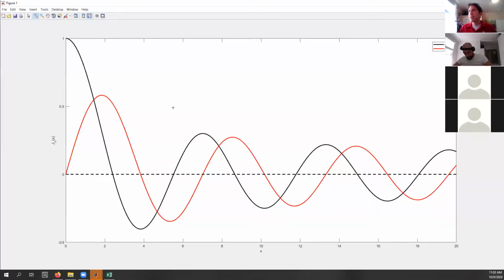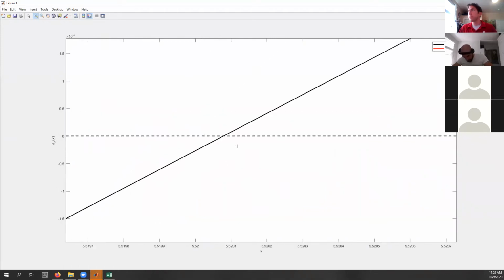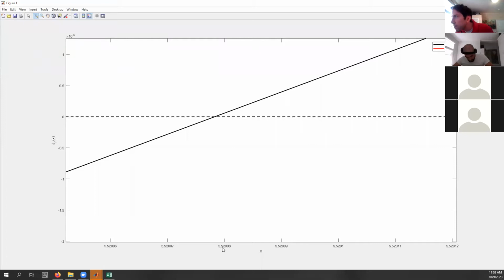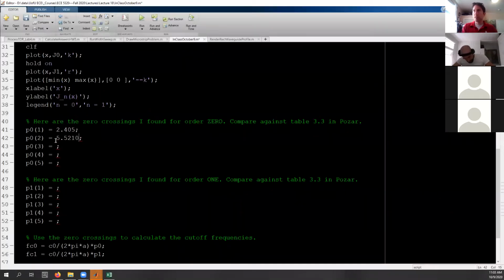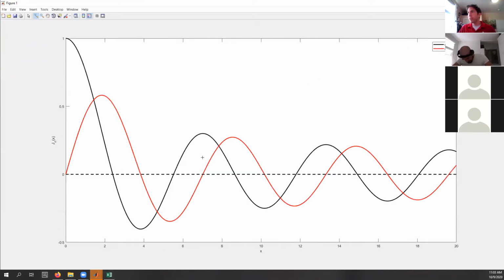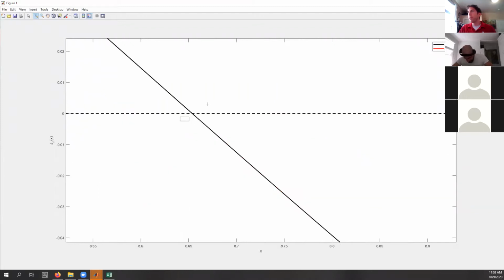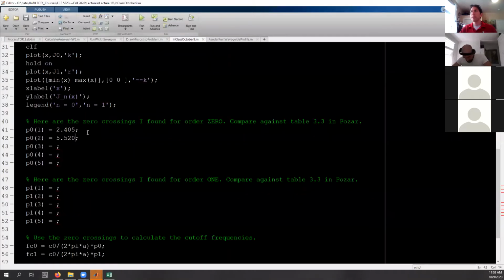And now we go back. 1, 2, zoom on in. Just do a couple of zooms, and it's 5.520. And again, you look at the book, 5.520. So that's a nice little dummy check there. 1, 2, 3, like that. 8.654. And again, that matches the book.